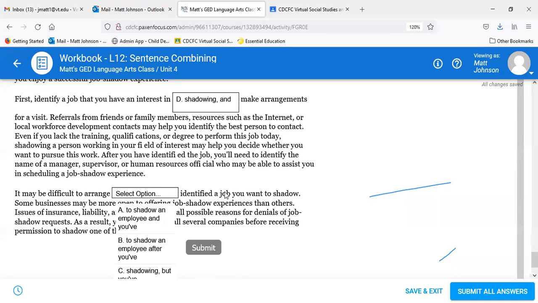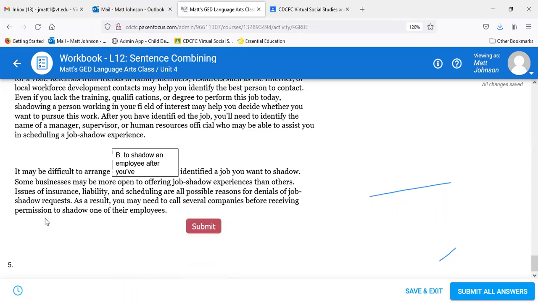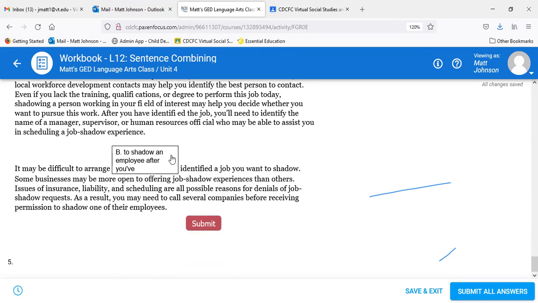Last one here. To arrange the shadow. B, yeah, to shadow an employee after you've identified a job you want to shadow. There's no need for punctuation or anything here, just more of a complex idea. It may be difficult to arrange to shadow an employee after you've identified a job you want to shadow.